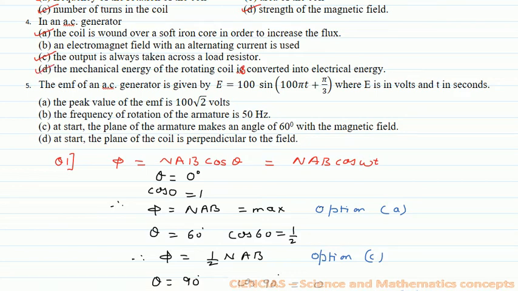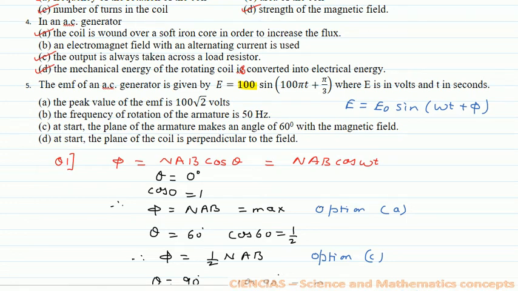Now question number 5. The EMF of an AC generator is given by E is equals to 100 sine (100 pi t plus pi by 3), where E is in volts and t is in seconds. The peak value of the EMF, here the peak value given is 100. This is E0. We can compare this formula with the formula E is equals to E0 sine (omega t plus phi). So E0 is 100, so option A is not correct.